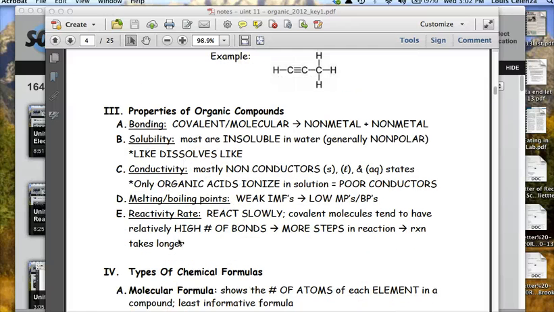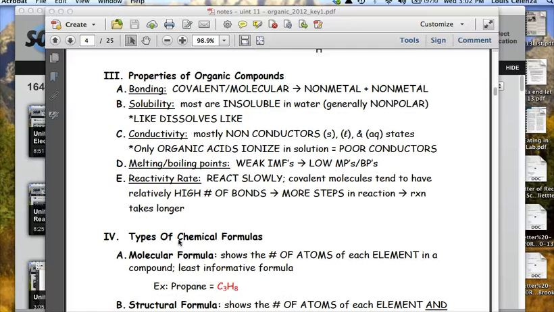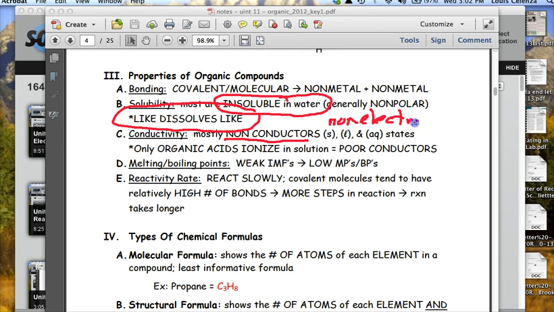Let's look at the properties of organic compounds. Organic compounds all contain covalent bonds, so they're molecular, meaning they're only nonmetals. And we know that covalent bonds are extremely strong. They generally do not dissolve in water, and that's because they are nonpolar. Remember this phrase, extremely important phrase, not just in this unit, actually less so in this unit than the other units: like dissolves like. So organic compounds in general are not soluble in water because organic compounds are nonpolar. And like most other covalent substances, they are non-conductors, which means they are non-electrolytes. Exceptions would be organic acids.